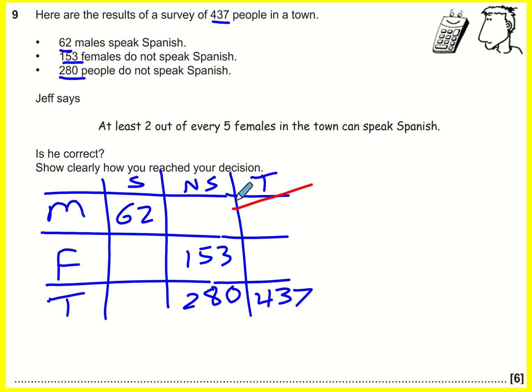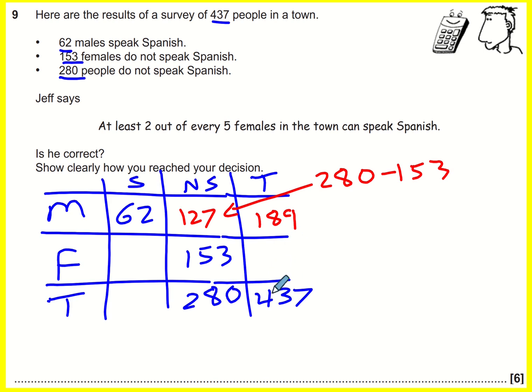So for this box, it must be the number of males who don't speak Spanish plus the number of females who don't speak Spanish equals this 280, the total number of people who don't speak Spanish. So I can do the opposite. I can do 280 minus 153, which is 127. I've then got the total number of males. I can add this up. That gives me 189. Not going to show my working for that bit.